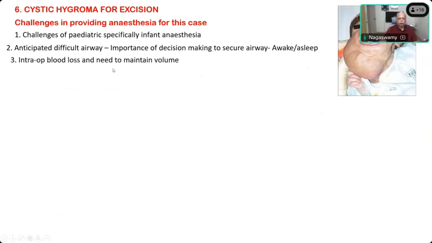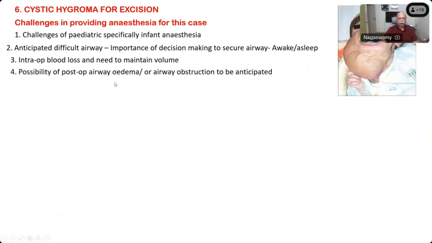And the intraoperative blood loss and need to maintain volume, because of this particular picture showing a lot of vessels on the surface, and the possibility of postoperative airway edema. Once the gland has been removed, just like a thyroid swelling, this will have been compressing the trachea for a long time, and that may collapse. So airway obstruction is to be anticipated. And supposing you anticipate airway obstruction, what will you do at the end of the surgery?